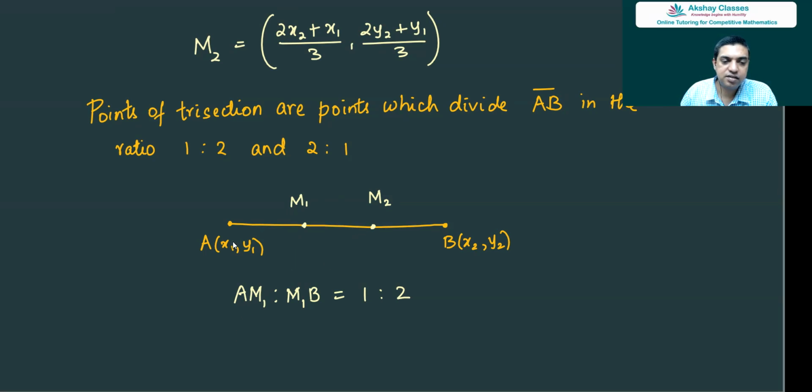And AM2 is to M2B is 2:1. If the line is divided into 3 equal parts, AM2 forms 2 parts and M2B forms 1 part. AM1 forms 1 part and M1B forms two parts. So 2:1. These are internal divisions.